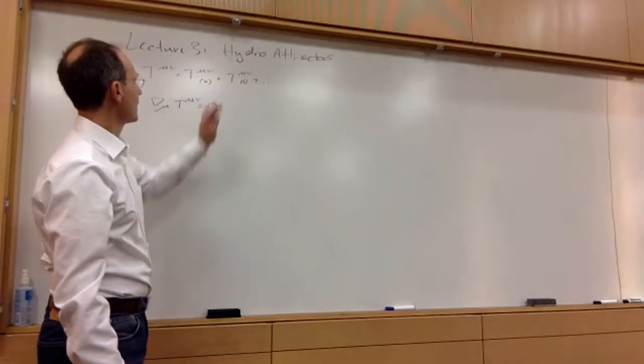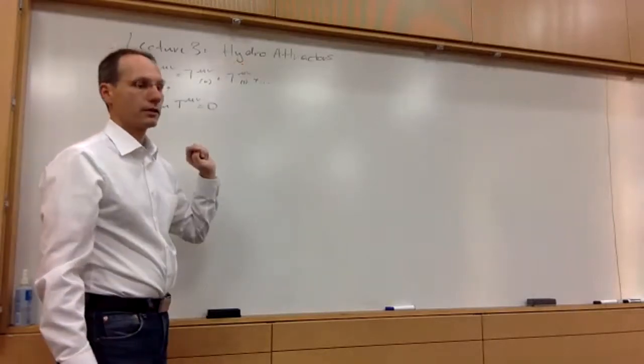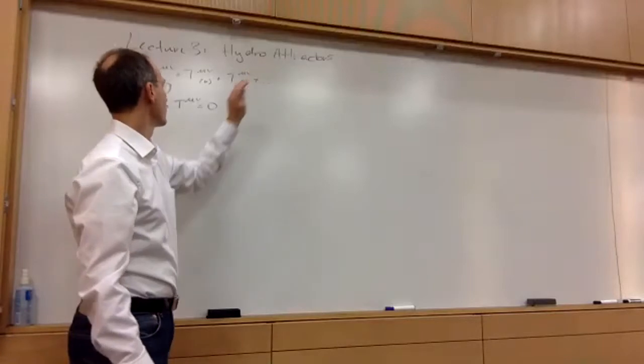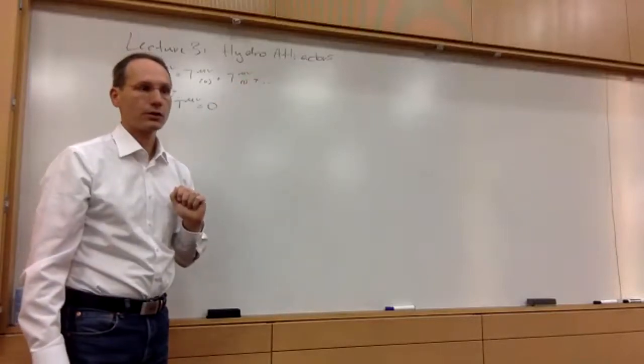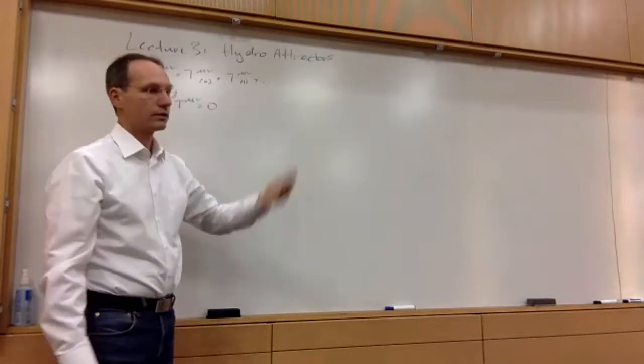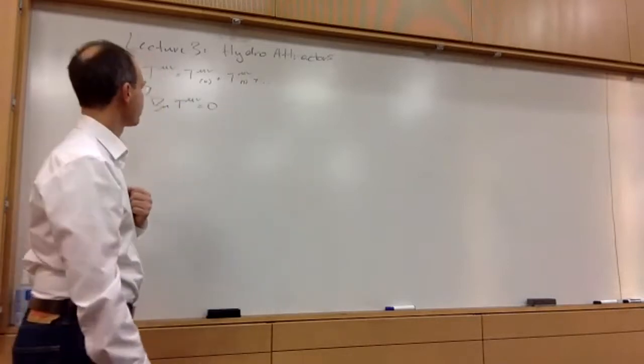So these have different names. If we truncate at zeroth order, this is called the Euler equations. If we truncate at first order, we get the relativistic version of the Navier-Stokes equation. At second order, you get a different equation, and so on and so forth.